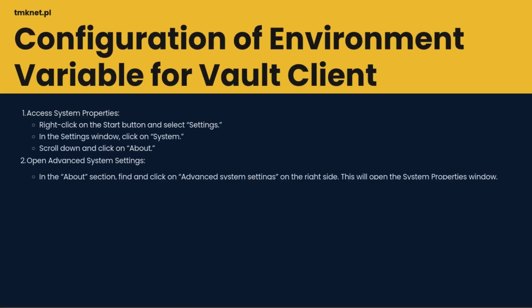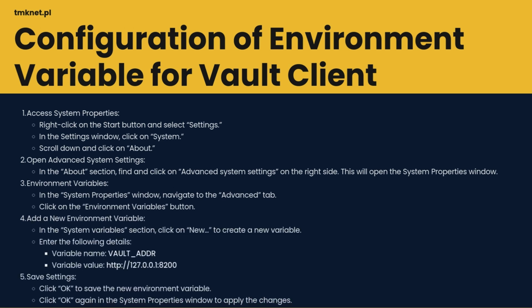Before performing the initialization of Vault, it is important to configure the environment variable for the Vault client. If you want Vault to always use the address http://127.0.0.1:8200, i.e. permanently, you need to add this variable to the environment variables of the Windows system. Here's how to do it.